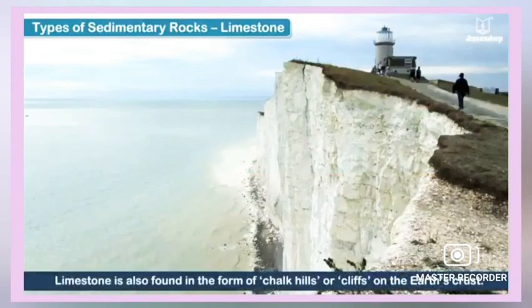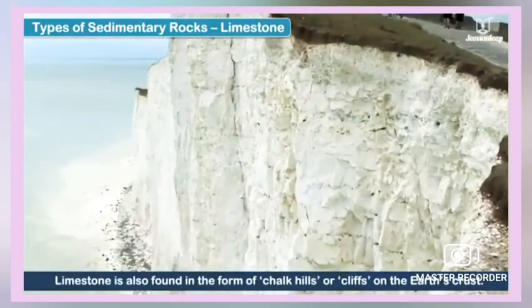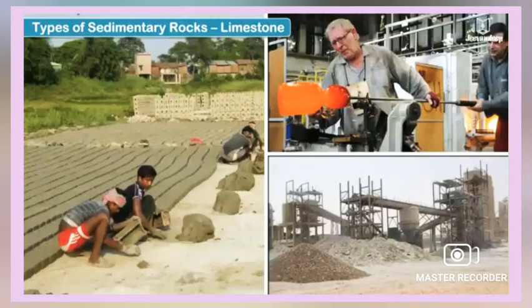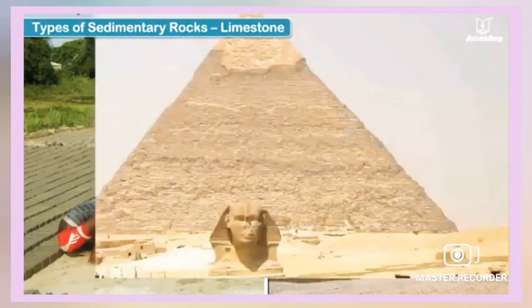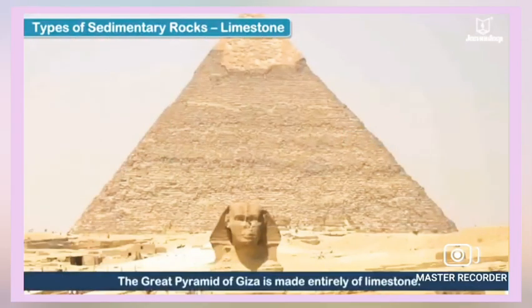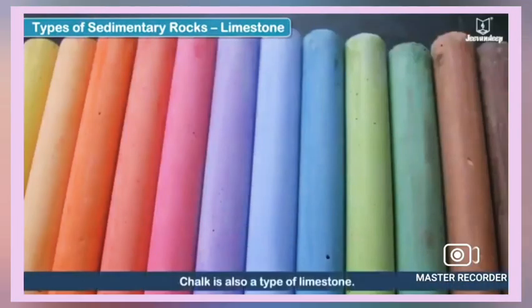Limestone is also found in the form of chalk hills or cliffs on the Earth's crust. Limestone is used in making bricks, glass, and cement. The Great Pyramid of Giza is made entirely of limestone. Chalk is also a type of limestone.